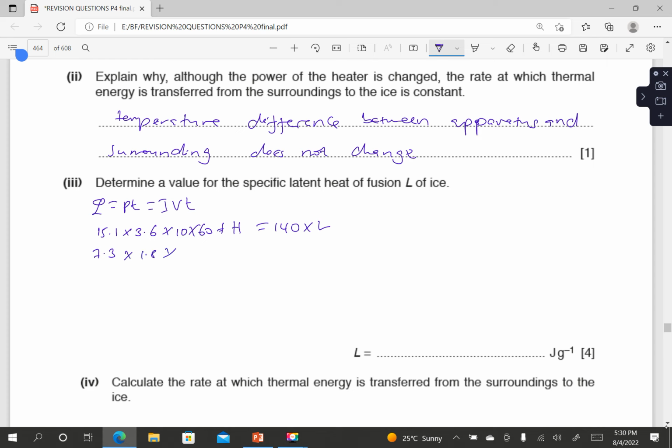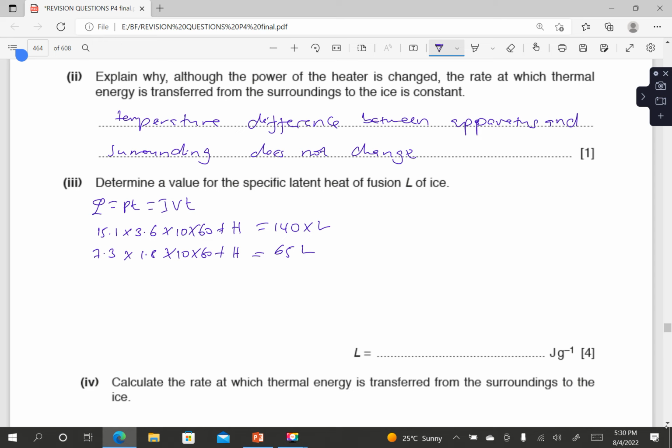The time is from 12 to 22, that is still 10 minutes. So times 10 times 60, again plus heat absorbed from the surrounding. This will give us the mass which melted was 65 grams times L.